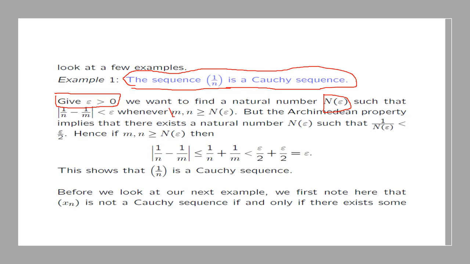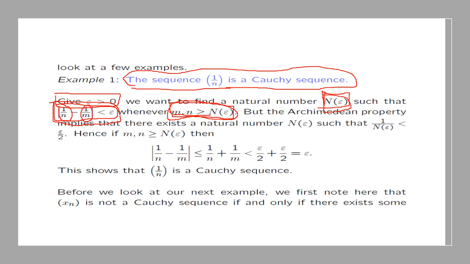whenever small m and small n are bigger than capital N epsilon, then the distance between xn and xm is less than epsilon. In this case, xn is 1 over n and xm is 1 over m. So we want to find a natural number capital N epsilon, so that when small m and small n are bigger or equal to capital N epsilon, then the distance between 1 over n and 1 over m is less than epsilon.